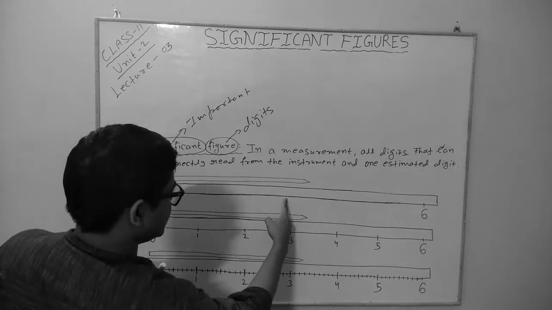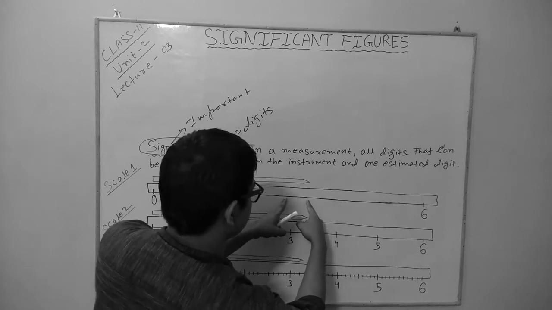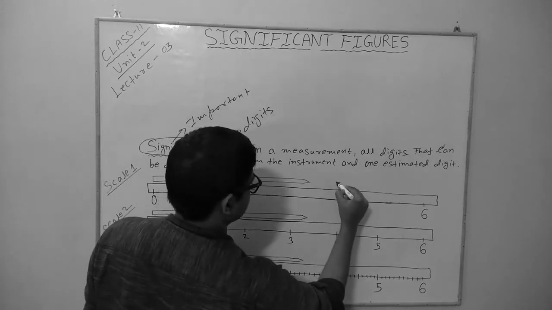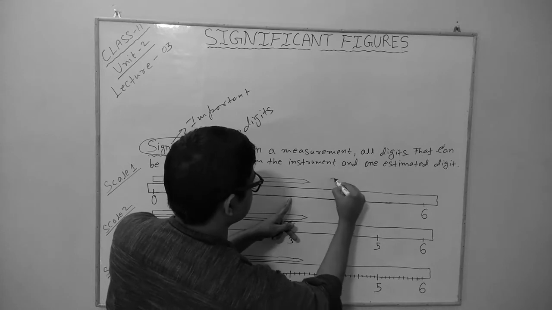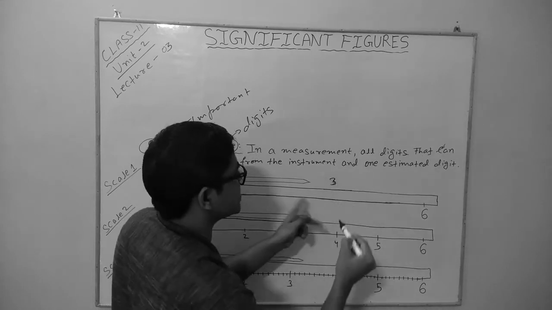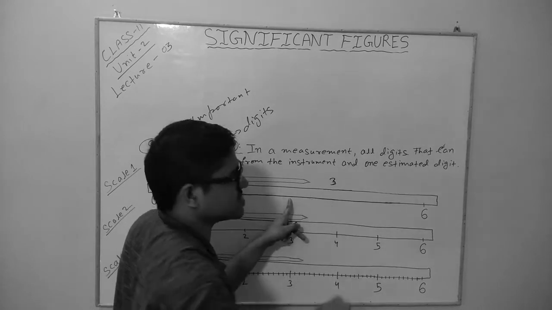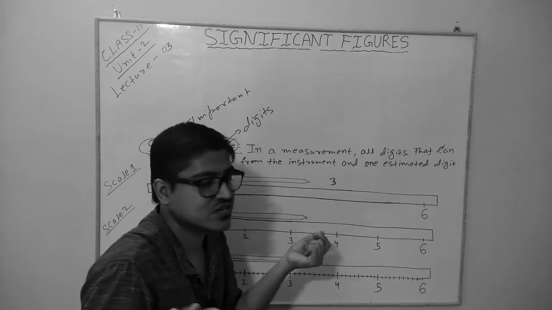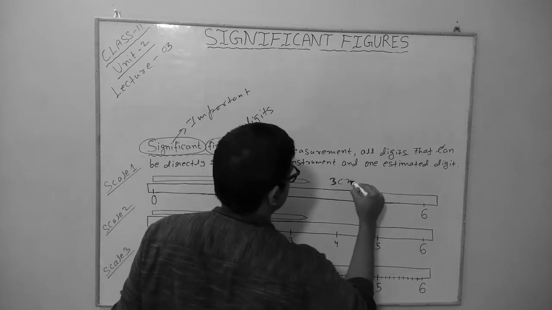3 should be somewhere here, 4 should be somewhere here, I think so. So it should be 3.3. I can guess that it should be 3.3 something, right? But I cannot write the next digit. I can only write 1 digit using my estimation. So this is the end. This is my reported value, 3 centimeter.